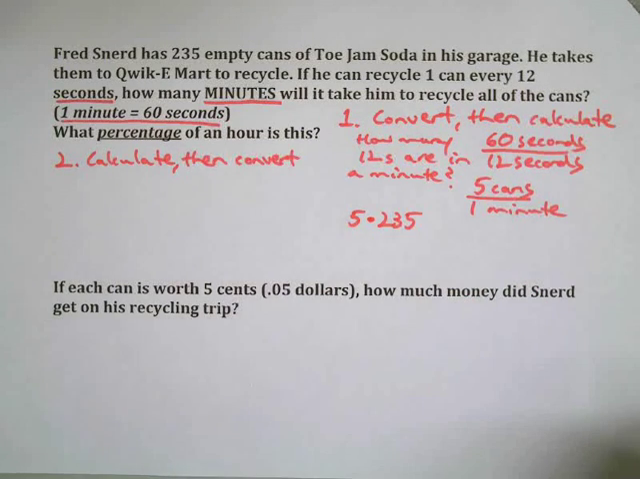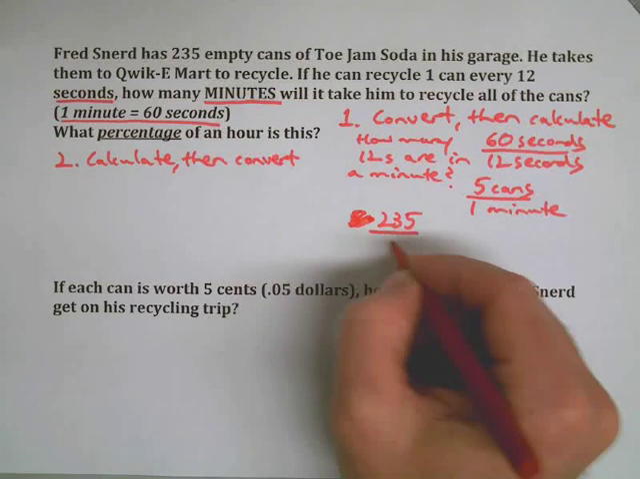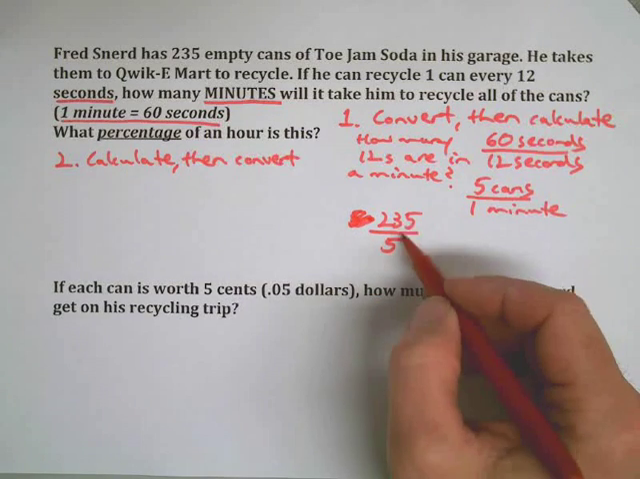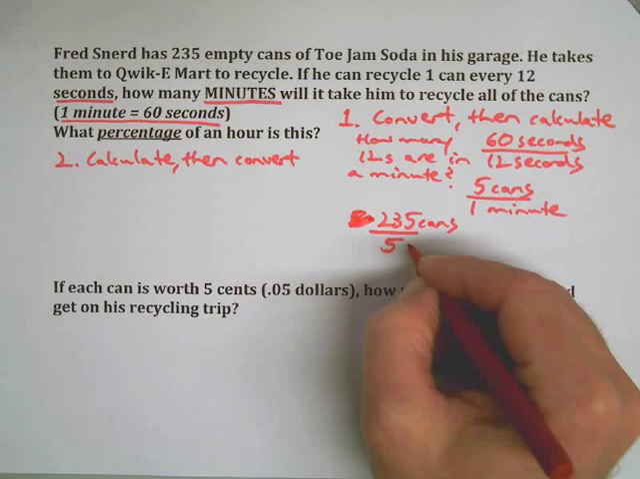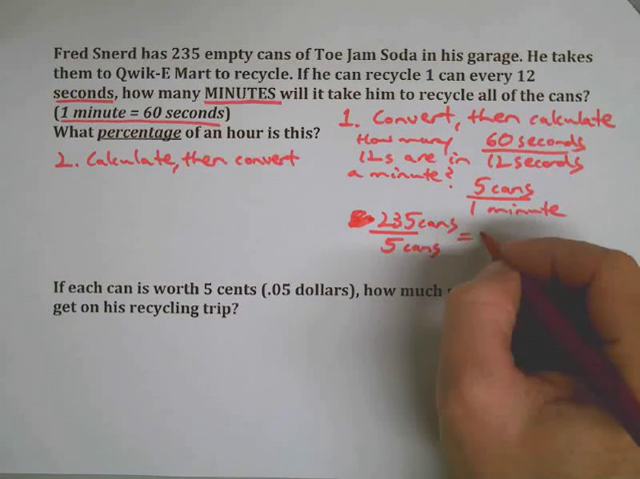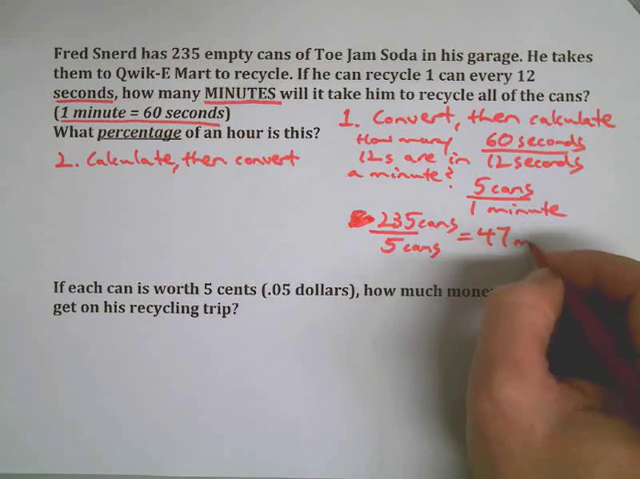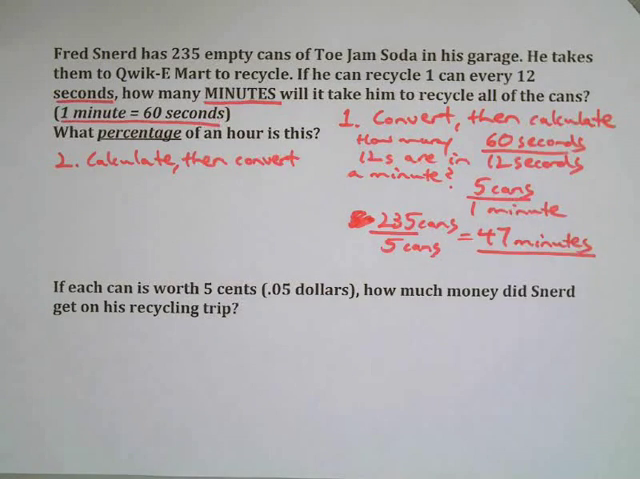Oh, I just made a mistake. Did you see that? I thought so. We want the total cans divided by cans per minute. Comparing cans to cans. And that tells us it will take him 47 minutes to recycle all of these cans. That bell means that his 47 minutes is up and he's got 235 cans recycled.